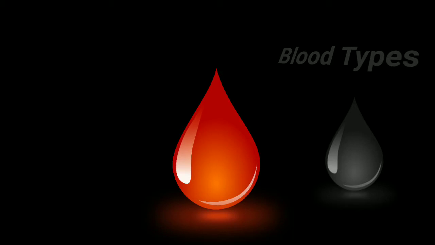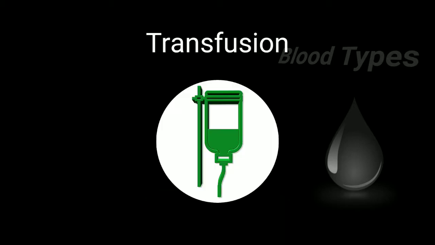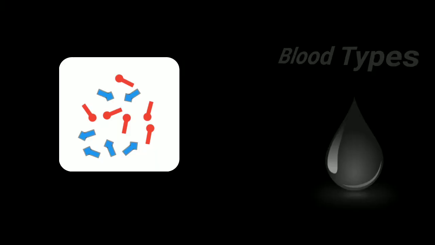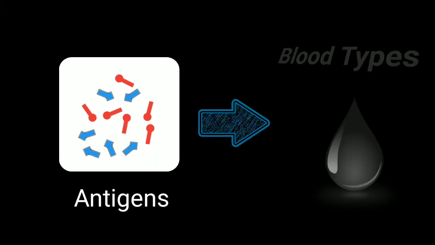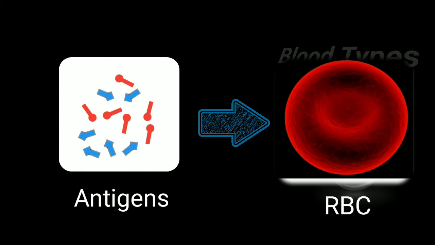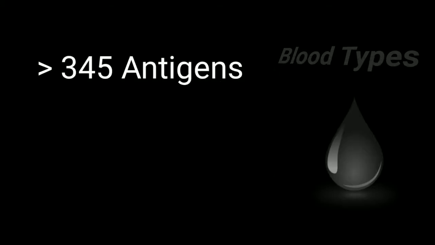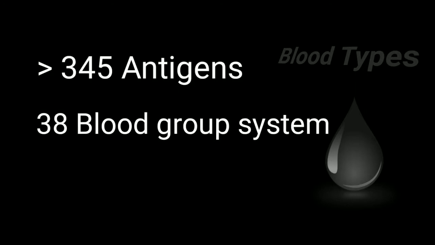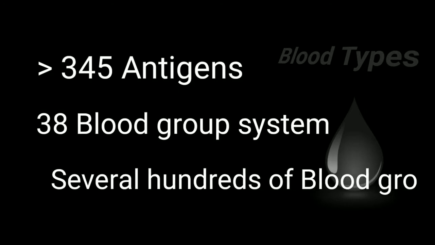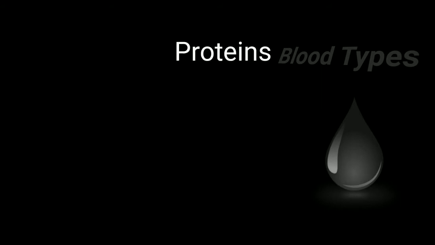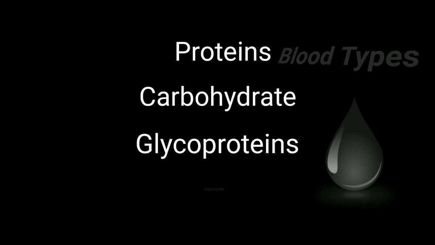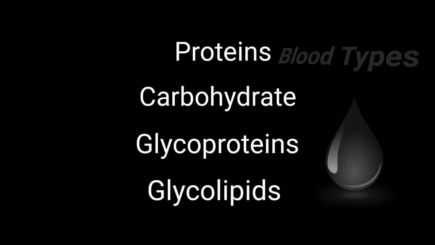The information of blood group type is important during transfusion because if mismatched, it may lead to death. A blood group is based on presence and absence of antigens over red blood cell surface. More than 345 different types of antigens have been found so far, and these antigens give rise to 38 different blood group systems and several hundreds of blood groups in humans. Chemically, these antigens may be proteins, carbohydrates, glycoproteins, or glycolipids, depending on the blood group system.